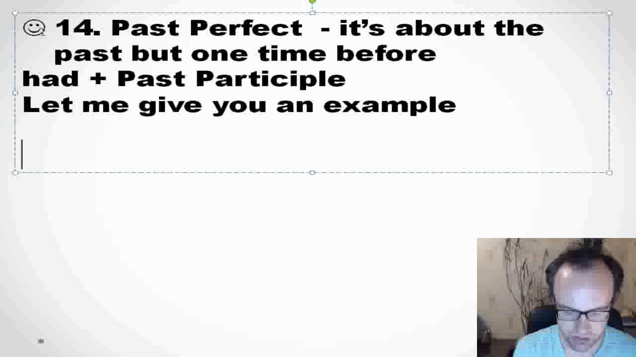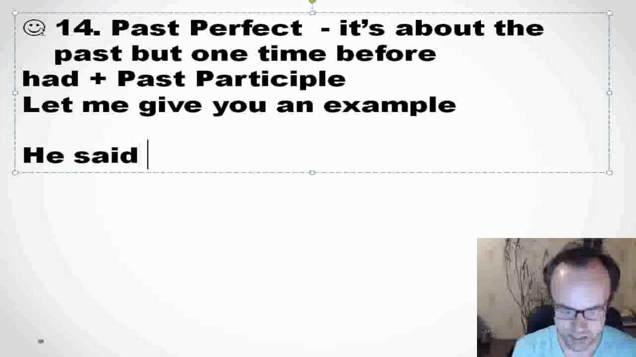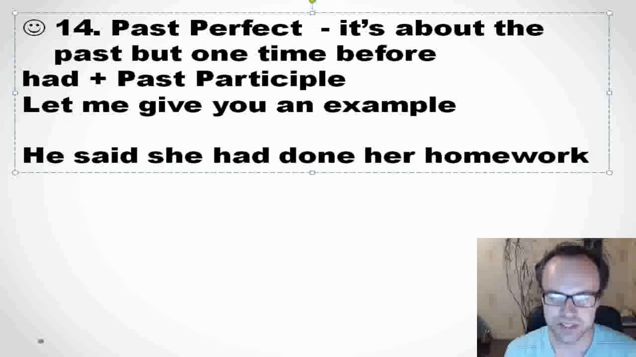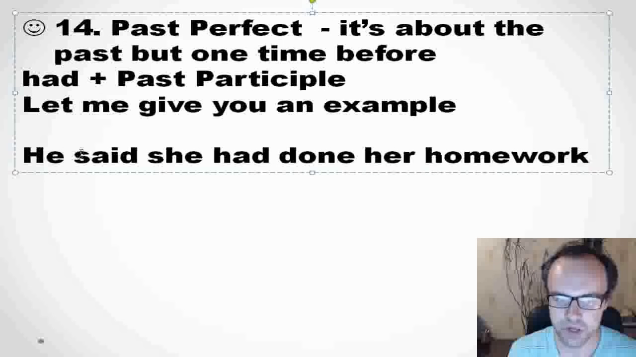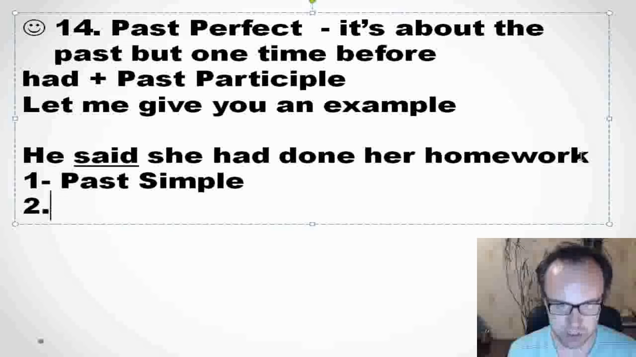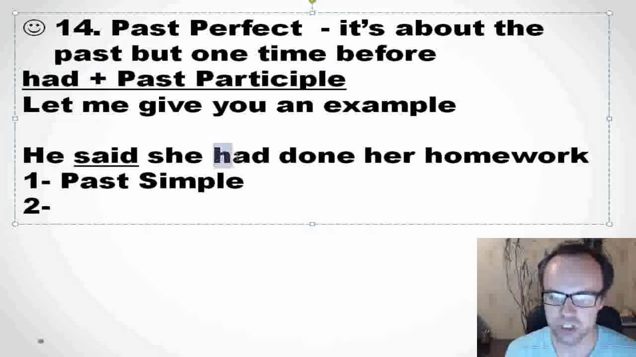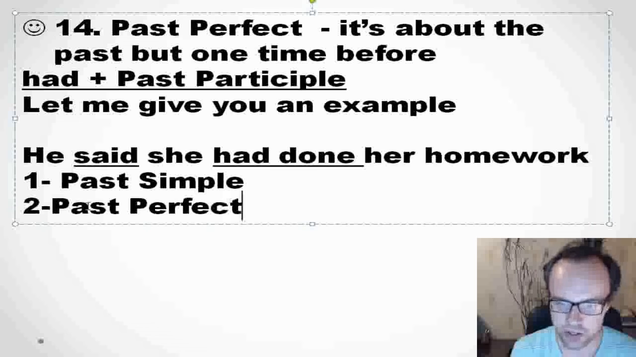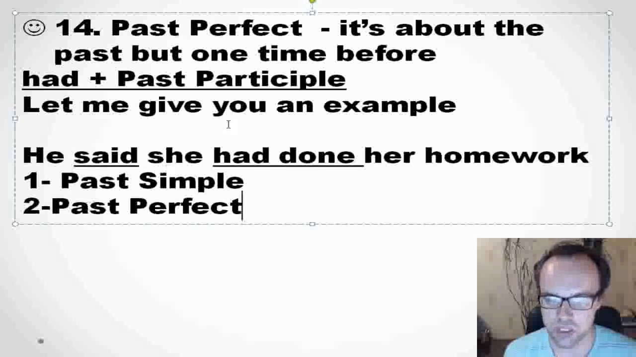Okay, so he said she had done her homework. It's about the past. You see, the first action is in past simple, and the second action is in past perfect: had plus past participle. She had done her homework. So it's past perfect. So why is it past perfect?